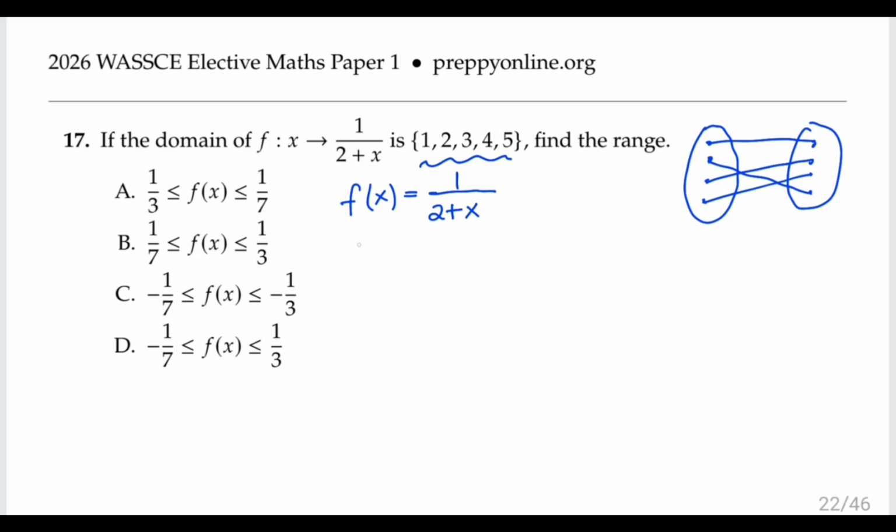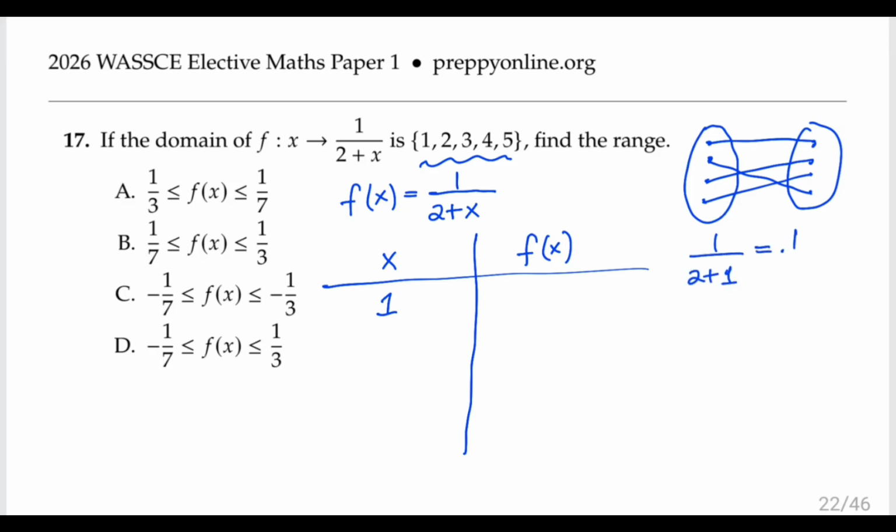Let me say value of x, and then value of f. All right. Or let me just say x. So on the left, we just have x, and then on the right, we have f of x. So when x is 1, what's going to happen? We put 1 in this, so you're going to have 1 over 2 plus 1, which is equal to 1 over 3. So that's what we get here.